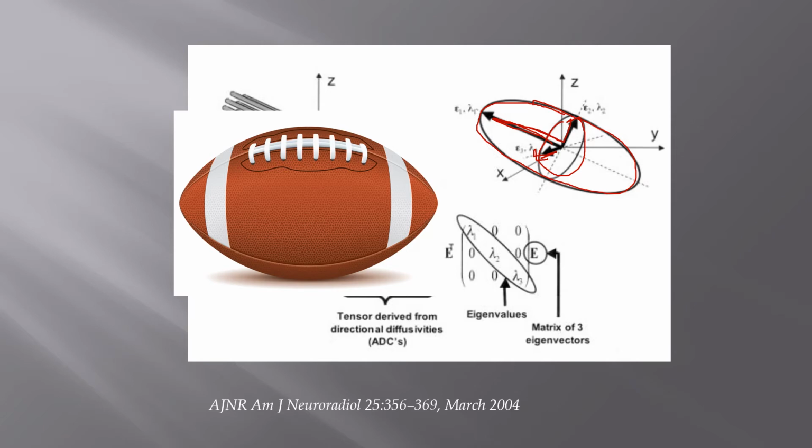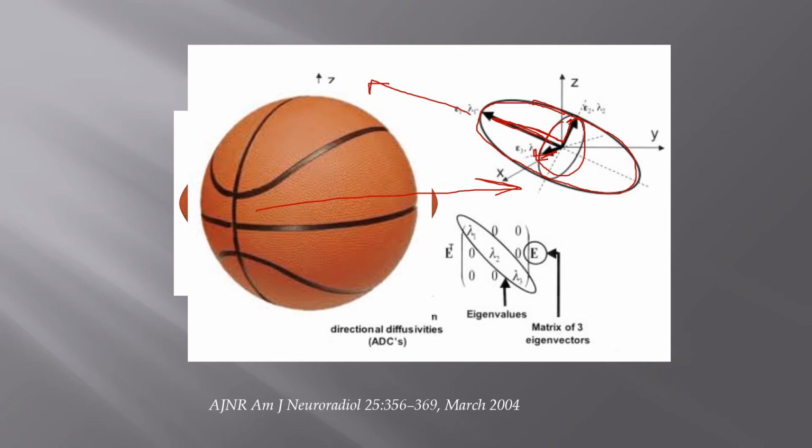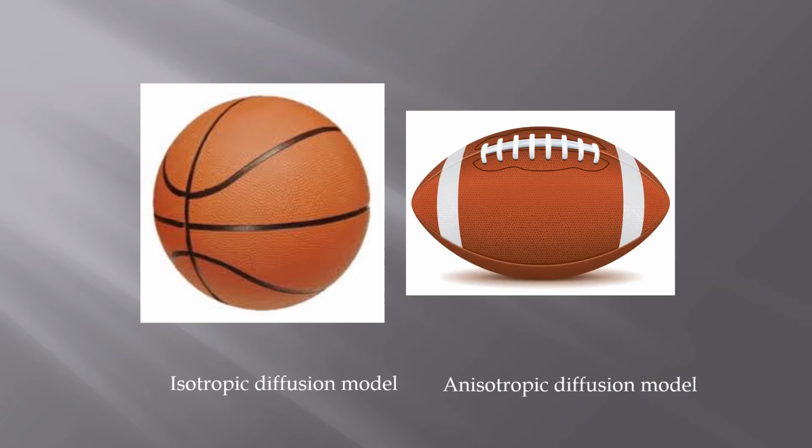So in a lot of areas in the brain, the ellipsoid is sort of football shaped because the white matter tract is going in a specific direction. If it's isotropic, like in the ventricle, you'd have a rounder diagram demonstrating the water motion. It's the same in all the directions. So your isotropic model would be more like a basketball, and your anisotropic diffusion model for a pixel would be more like a football.